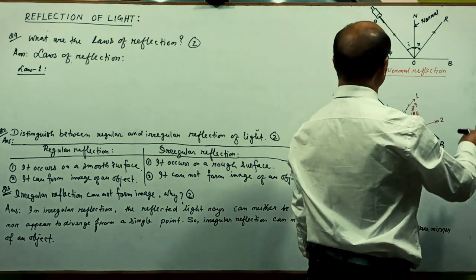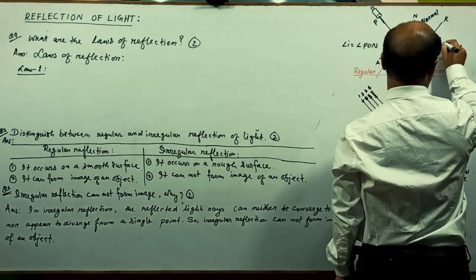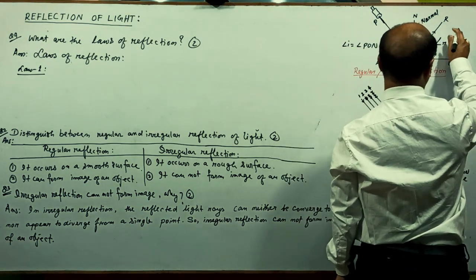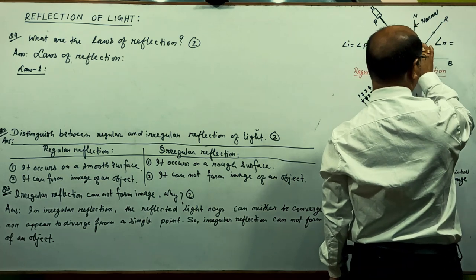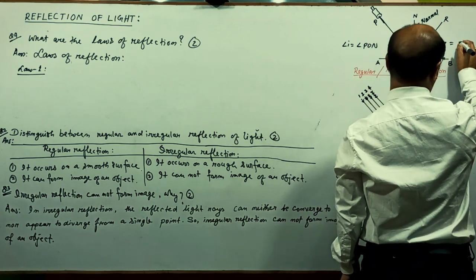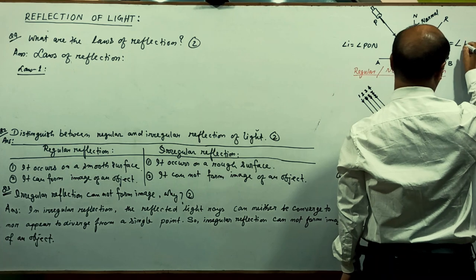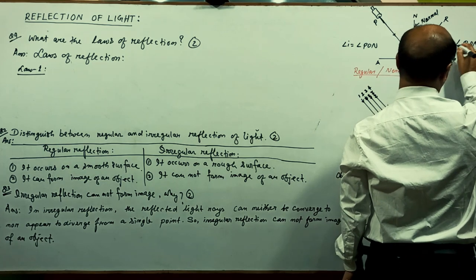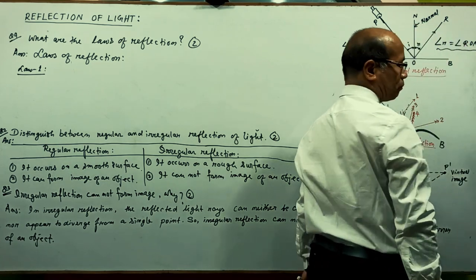Angle of reflection, angle r. I will say it is between the reflected ray and the normal. Can you calculate the angle of reflection? This is the angle R O N, the angle of reflection.